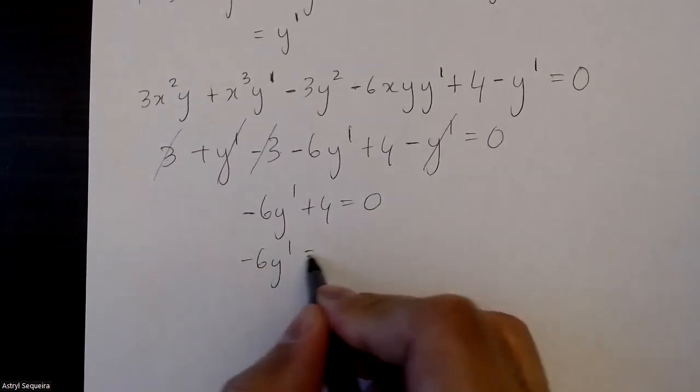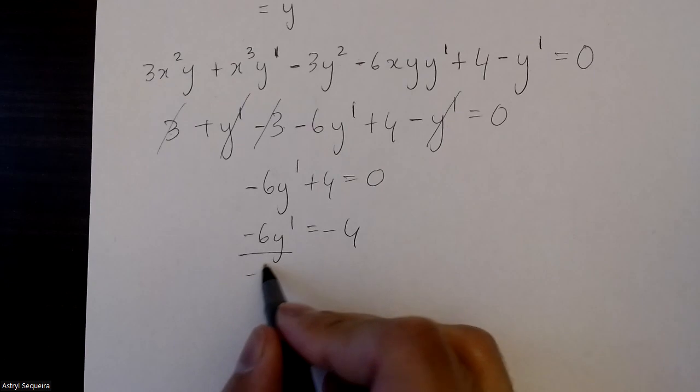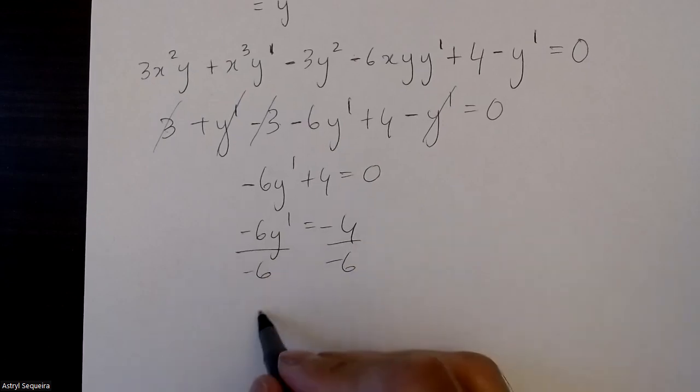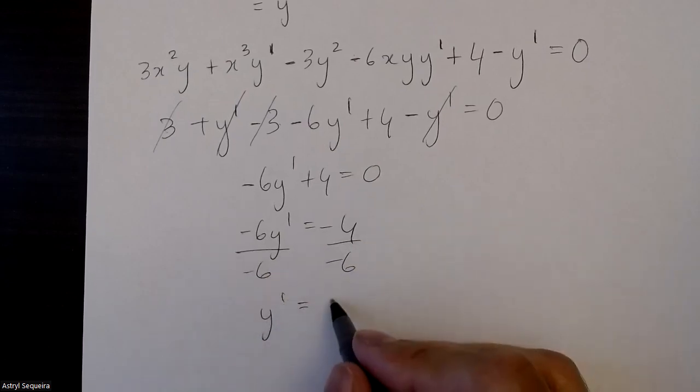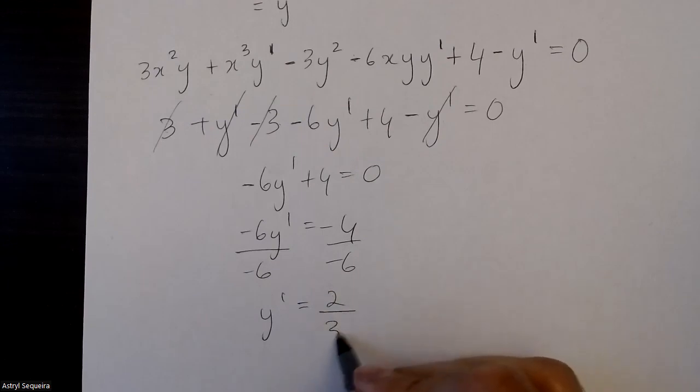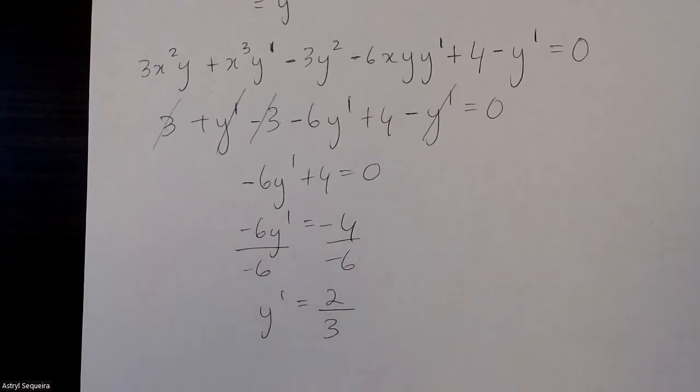Negative 6y prime equals negative 4, and then I divide both sides by negative 6. So I get the derivative to be 2 over 3. Negative 4 over 6 can be simplified to 2 over 3.